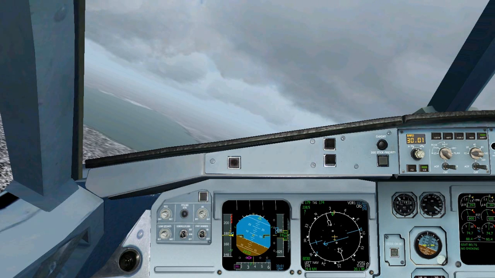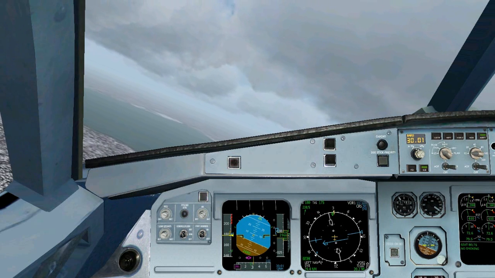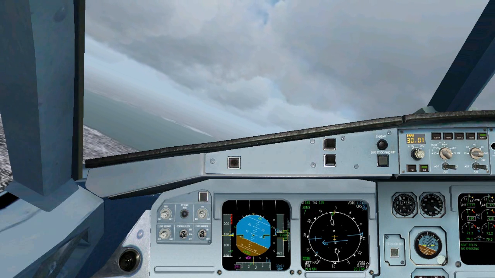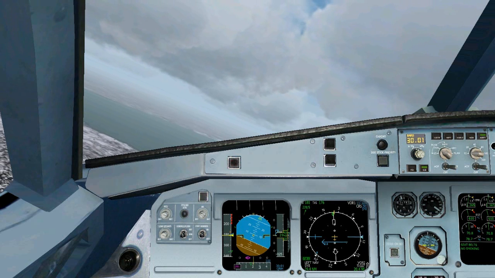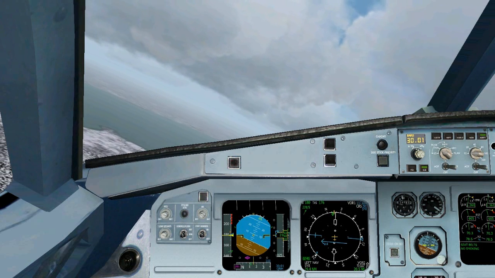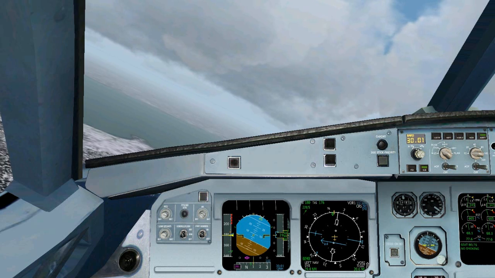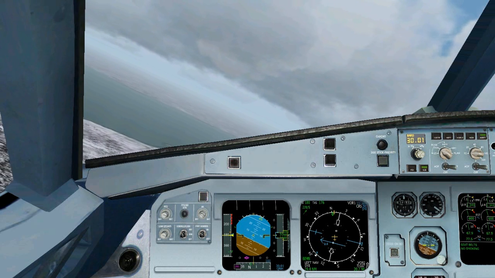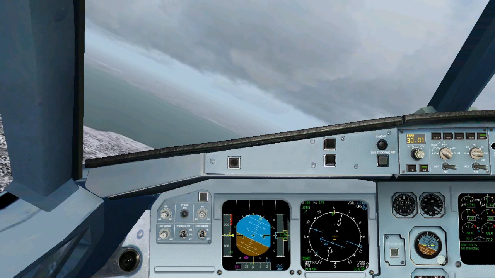All we're doing right now is we're turning to a heading of 261 to intercept a heading of 291 to the VOR. So we're turning past the heading of 291 back to the heading of 261, which is 30 degrees off, to intercept that heading of 291 back to the VOR.